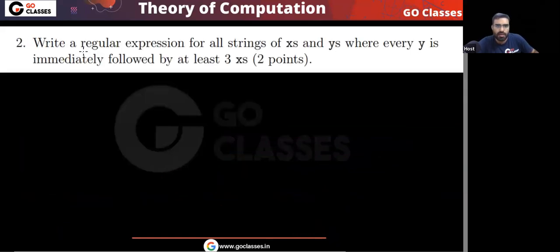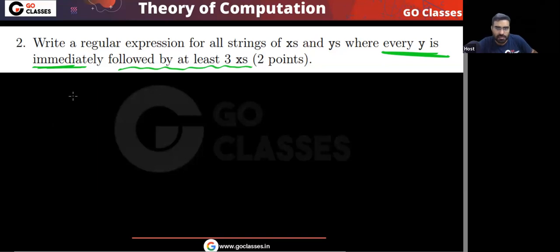Question number 2. Write a regular expression for all strings of x, y, where every y is immediately followed by at least 3 x's. This template we have already seen, if you remember. So let's see this template again. All strings of x, y, where every y is immediately followed by at least 3 x's.